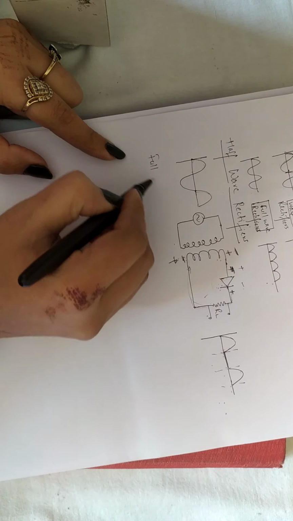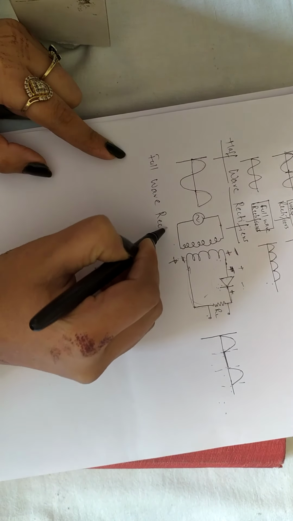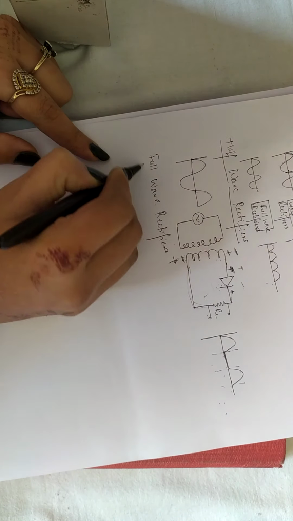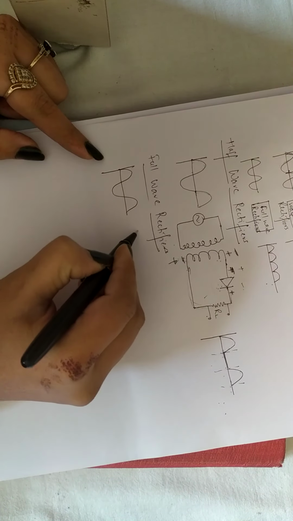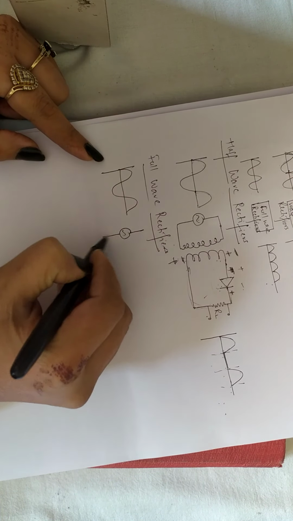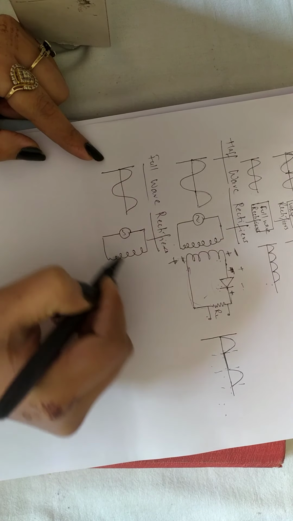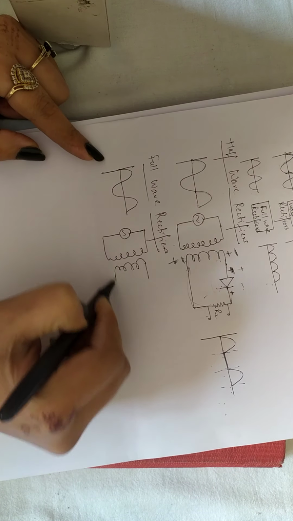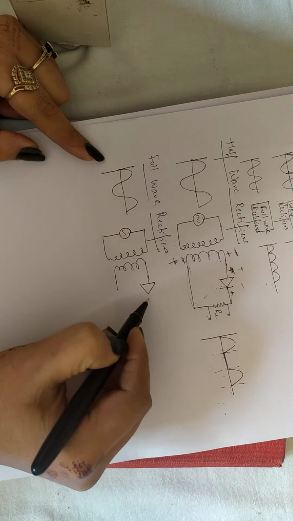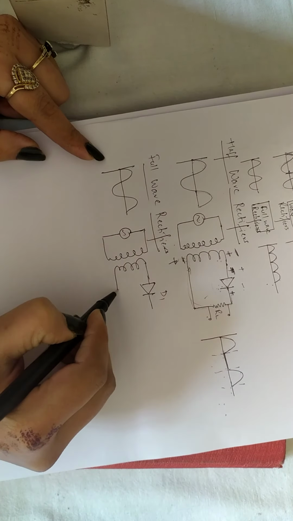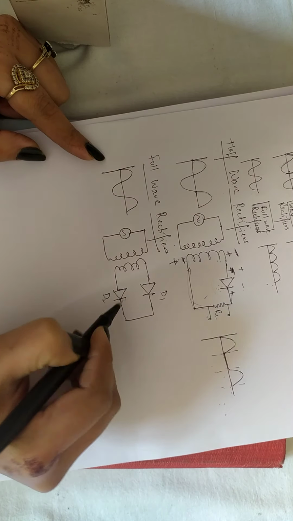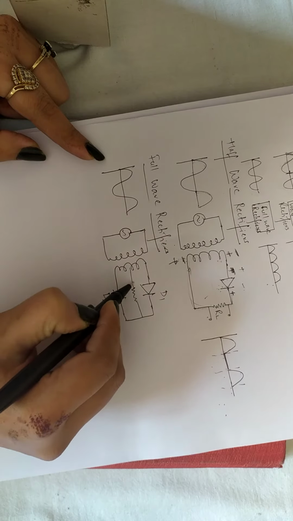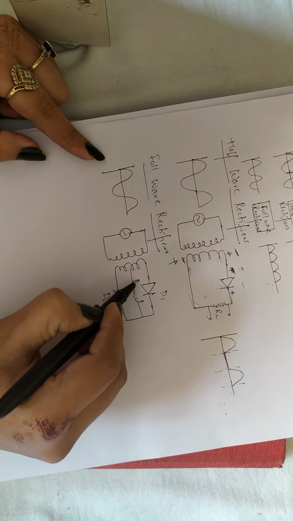Now how has it been modified in the full wave rectifier? What is the working of a full wave rectifier? For full wave rectifiers, you see this one again, a step down transformer. This is the circuit diagram. Now there are two diodes instead of one. This is diode D1, this is diode D2, and the output is obtained across this load resistance in the center.